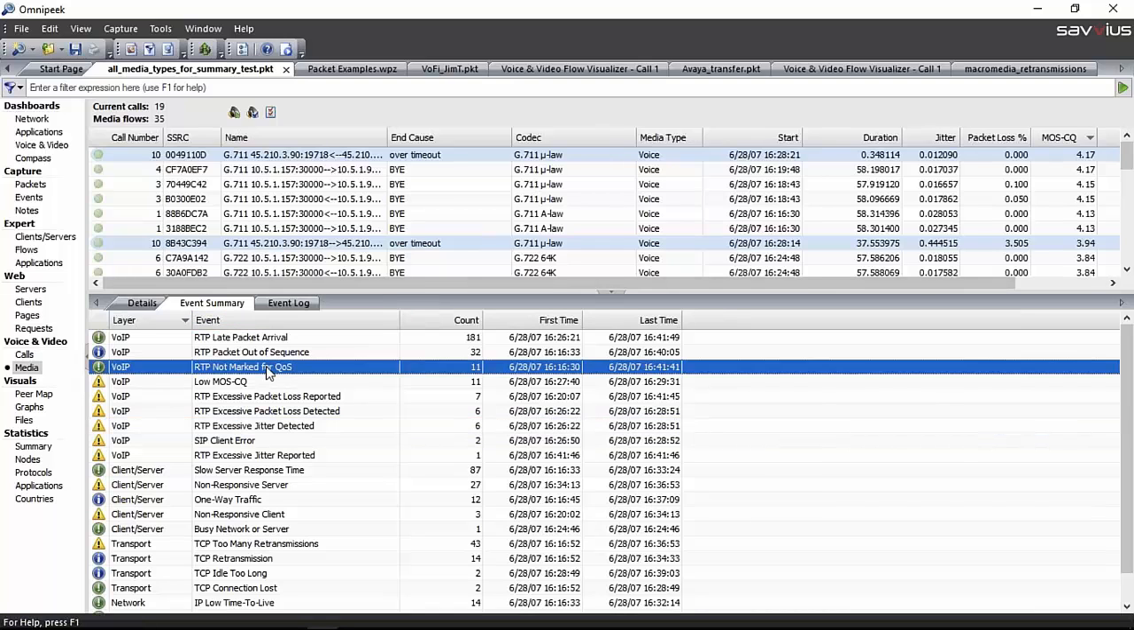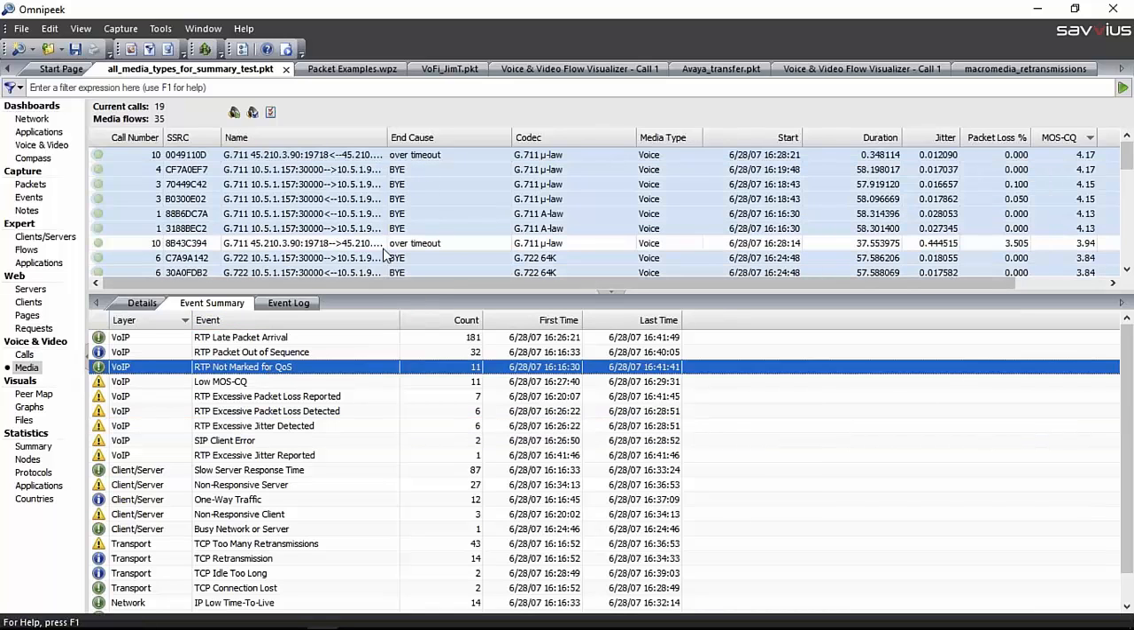Things like the not marked for QoS is a key one, right? In this case, we have 11 different counts of not being marked for QoS. We would want to follow our tracing for these calls and figure out which router or switch is in common, and is it that switch or router that is not marking the packets for quality of service, and if not, why not, and get that rectified.